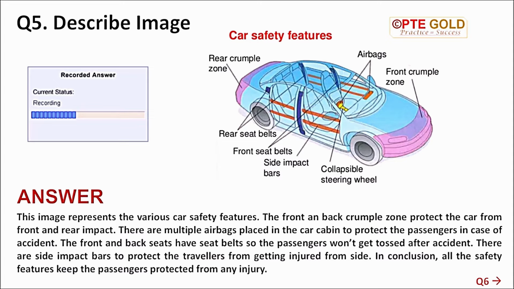The front and back seats have seat belts, so the passengers won't get tossed after an accident. There are side impact bars to protect the travelers from getting injured from the side. In conclusion, all the safety features keep the passengers protected from any injury.